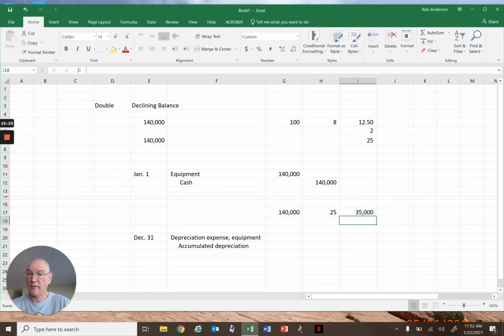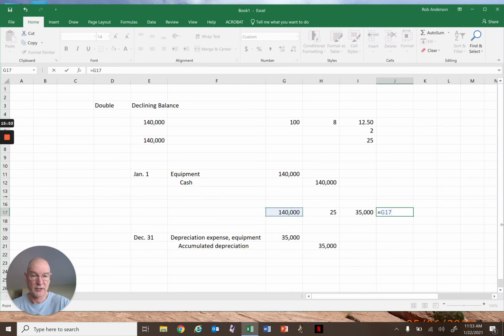And we get 35,000. So 35,000 is our first year depreciation. Now what you should notice, or maybe remember about this, is that it's called declining balance as a method. So if we consider our carrying amount at the end of the first year, it is our original price minus the 35,000 depreciation, or 105.